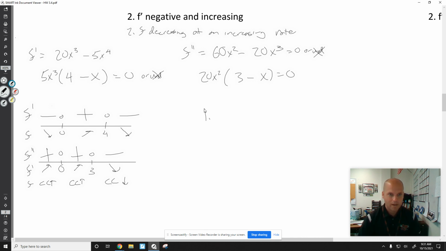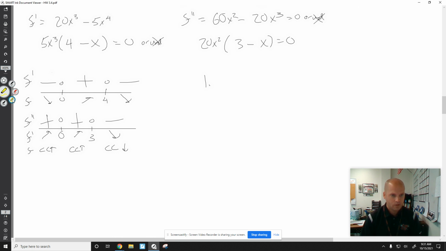Number 1. When is f increasing and concave up? So I have this interval, which overlaps with this interval. I don't have it anywhere here because f is decreasing. It is also concave up, but decreasing concave up. Here I am increasing concave up. The interval is from 0 to 3.